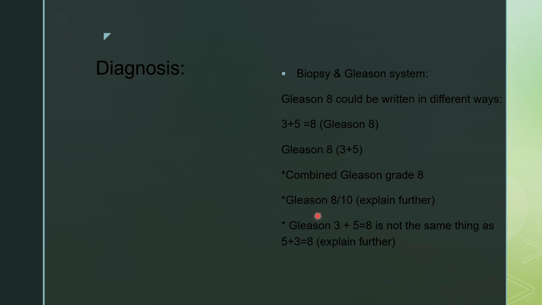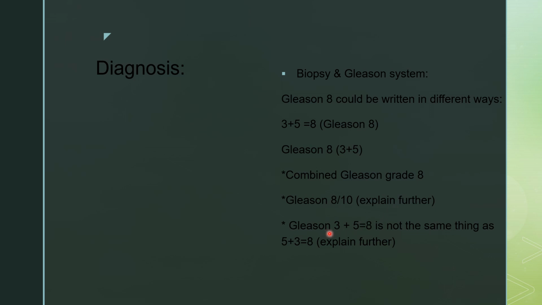And it could also be written as Gleason 8 over 10. Let me explain a little bit further here that 8 over 10 is saying the maximum we could get is 10. I mean, that is the worst that the Gleason could give us. That is the worst grade we can find. So out of the worst, the guy is having 8 over 10. That is not good at all.